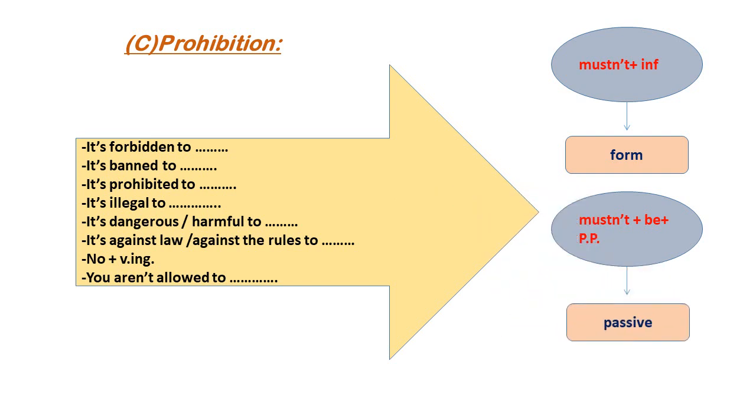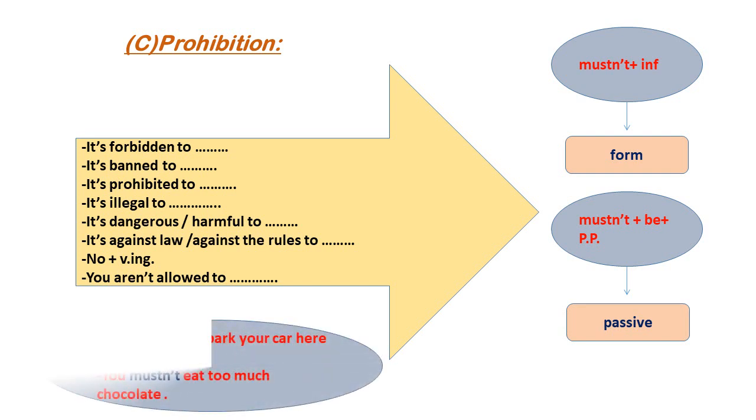We use mustn't when we want to say that something is forbidden to be done, or it's banned, or it's prohibited, it's illegal, it's dangerous, it's harmful, it's against law or against the rules. When you have no plus ing, such as there is a sign says no swimming, so you mustn't swim here. You aren't allowed or you aren't permitted to do something. Okay?